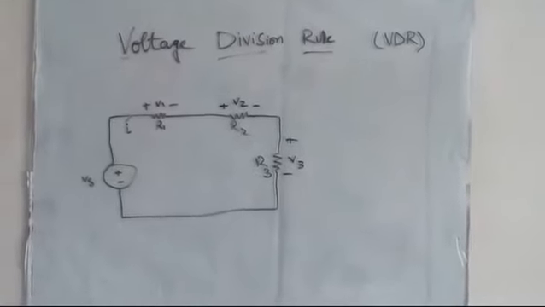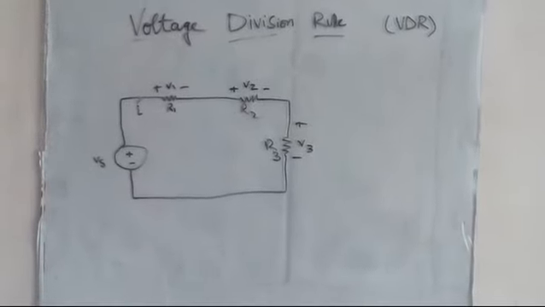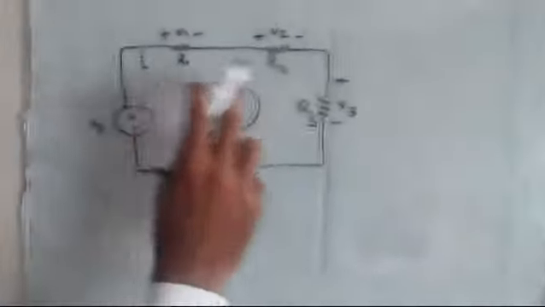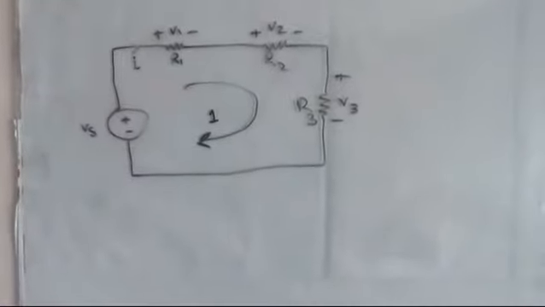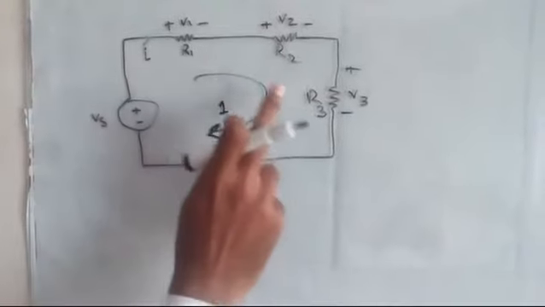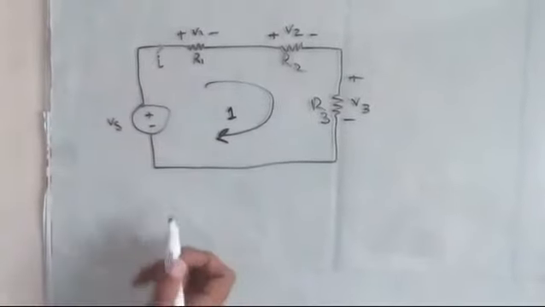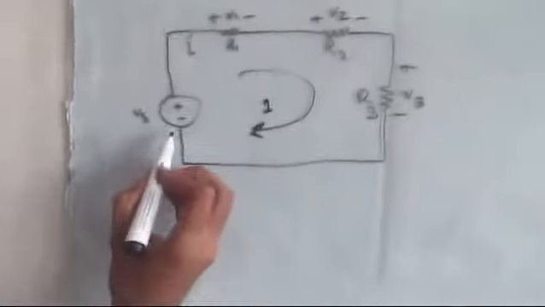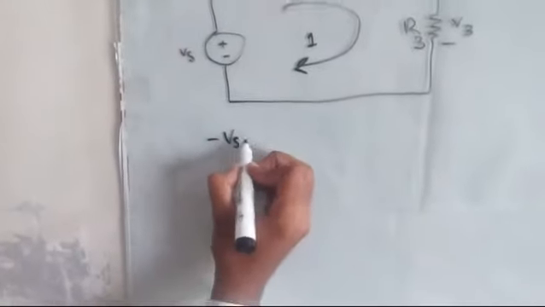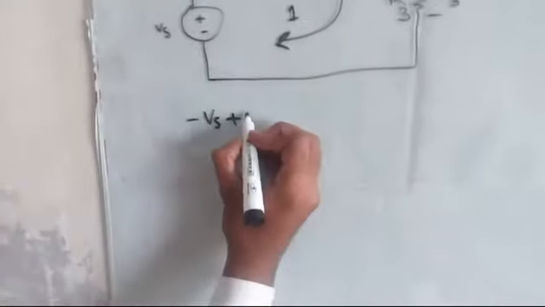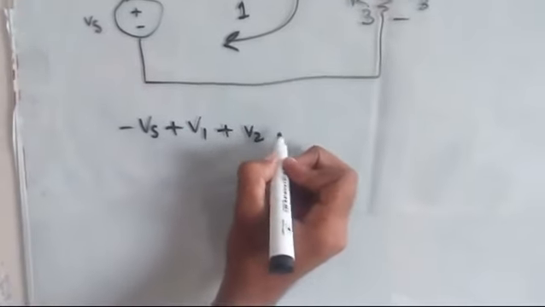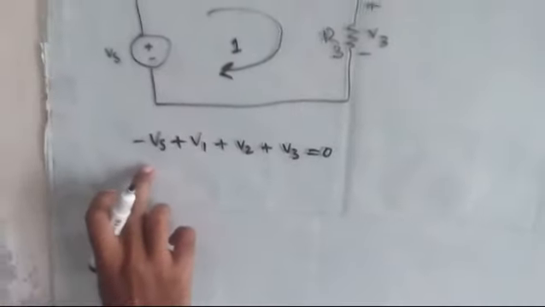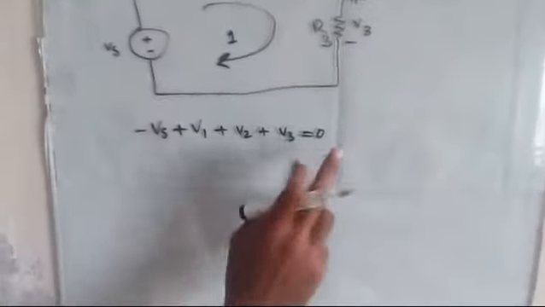To derive the formula, let's apply KVL. This is a loop and all the resistances are connected in series, so same current will be flowing through each resistance. We will write the KVL equation for this loop starting from here: minus Vs plus V1 plus V2 plus V3 is equal to 0. The algebraic sum of the voltages in a loop is equal to 0.